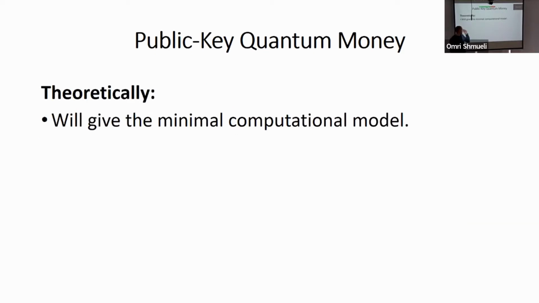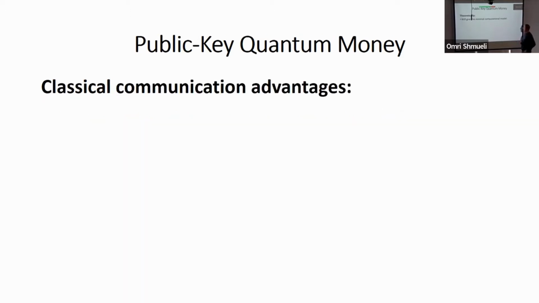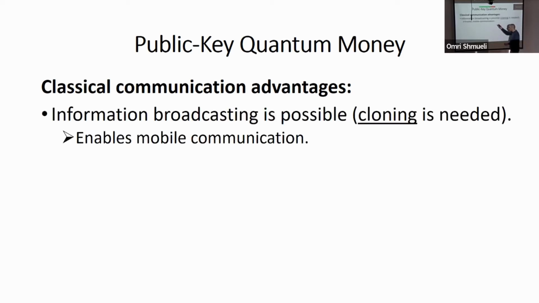And maybe the motivation is clear, maybe not entirely, but just to get our heads around it and why we would like it. So theoretically, it would give the minimal model because we know quantum computation is necessary. But I think more importantly, the punch here is the actual things we can do with classical communication. So here are a few examples.